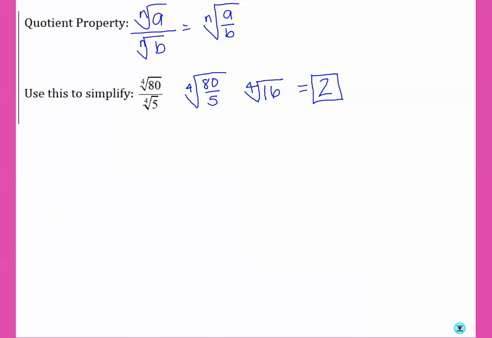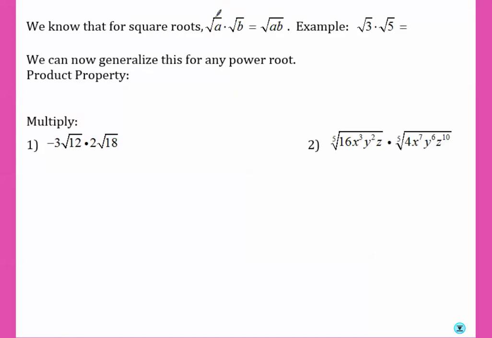And now on to multiplication. We know that for square roots, if we have the square root of a times the square root of b, it's the square root of a times b. So here, if we have the square root of 3 times the square root of 5, that's equal to the square root of 15.